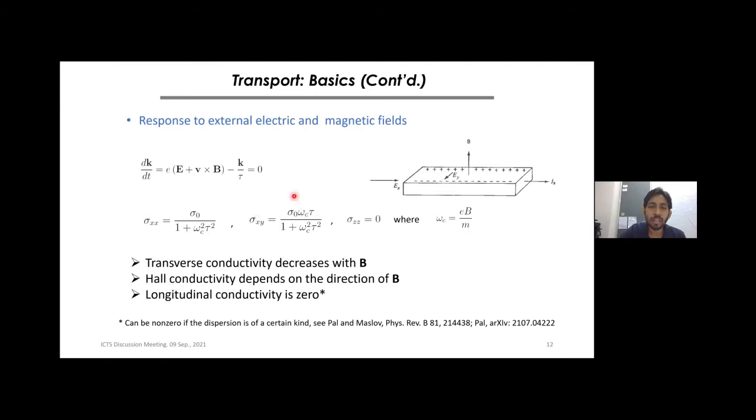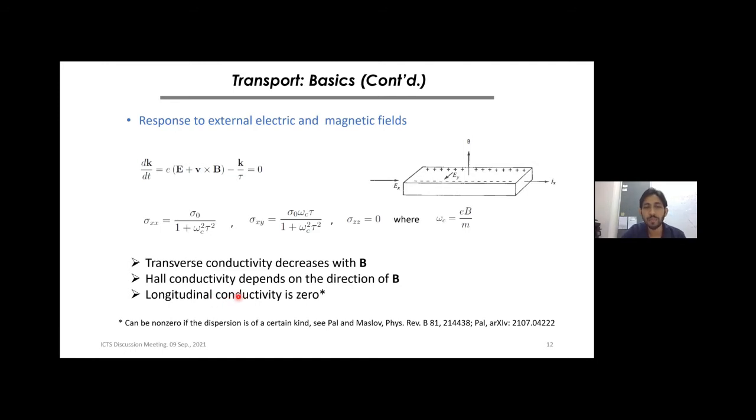On the other hand, the Hall conductivity depends on the direction of the field. Why? Because of course, the Lorentz force will change if you change the direction of the field. So this depends on the direction of the field and also is perpendicular to both the electric field and the magnetic field. And the longitudinal conductivity is independent of field. Now I put a star here.